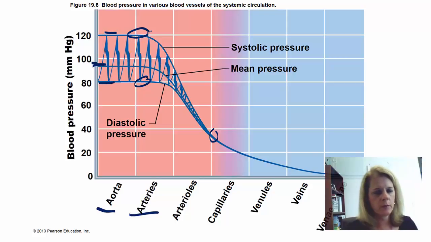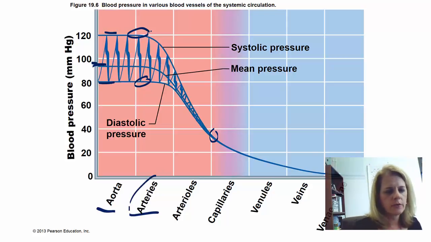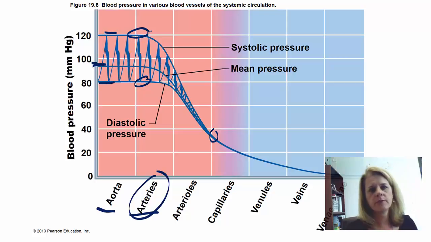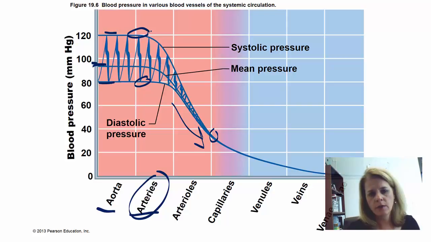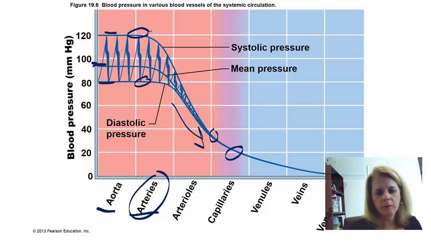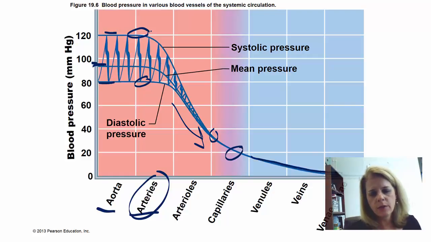So it's a pretty accurate number. All right? So that's why we measured in those large arteries, specifically the brachial artery, because it's close to the heart. Now you'll notice that systolic pressure and diastolic pressure start to fall as the arteries become smaller and smaller arterioles, till finally at the capillary beds it's around 20 millimeters of mercury, and it continues to fall to almost zero when you get to the vena cava.